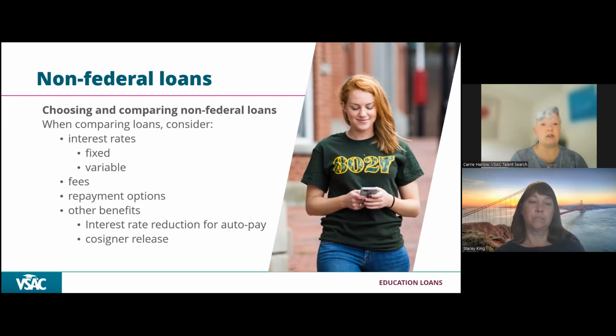For instance, with our loans at VSAC, if a student has had good repayment for 48 months, we could look into a cosigner release. No, you can't pay 48 months in advance and use that and say, I'd like to release my cosigner. You don't get to do that. It's really 48 months of payments.